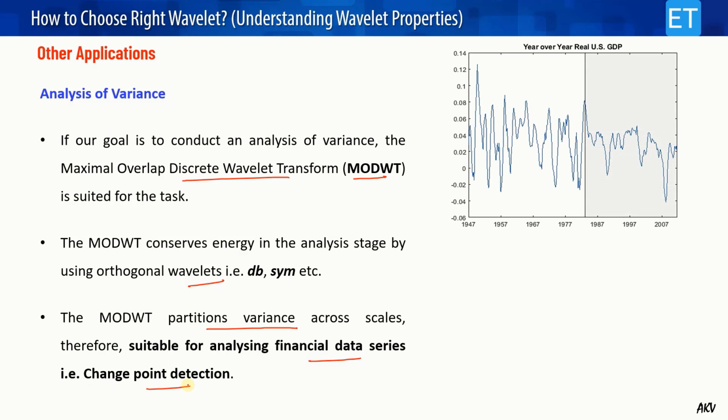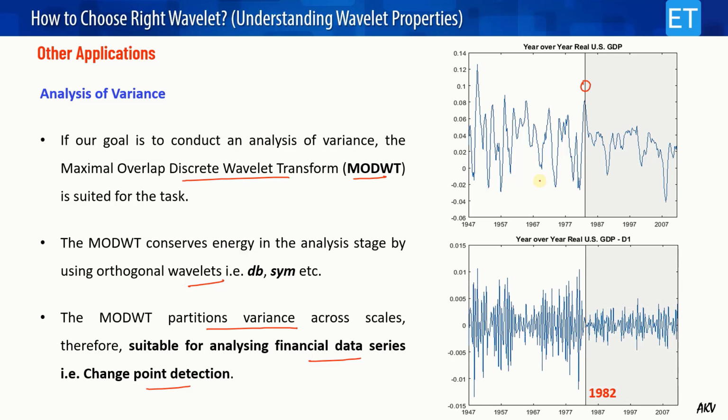Therefore, it is very much suitable for analyzing some financial data series or other series for change point detection. Here you can see in this example the graph of the US GDP from 1947 to 2008. If you look at this graph, you will not have any idea what happened after 1982. If you go through the wavelet decomposition, these are the wavelet detail coefficients at level 1. You can see that there is a change in the trend after 1982. This is how you can use the MODWT to analyze the variance.